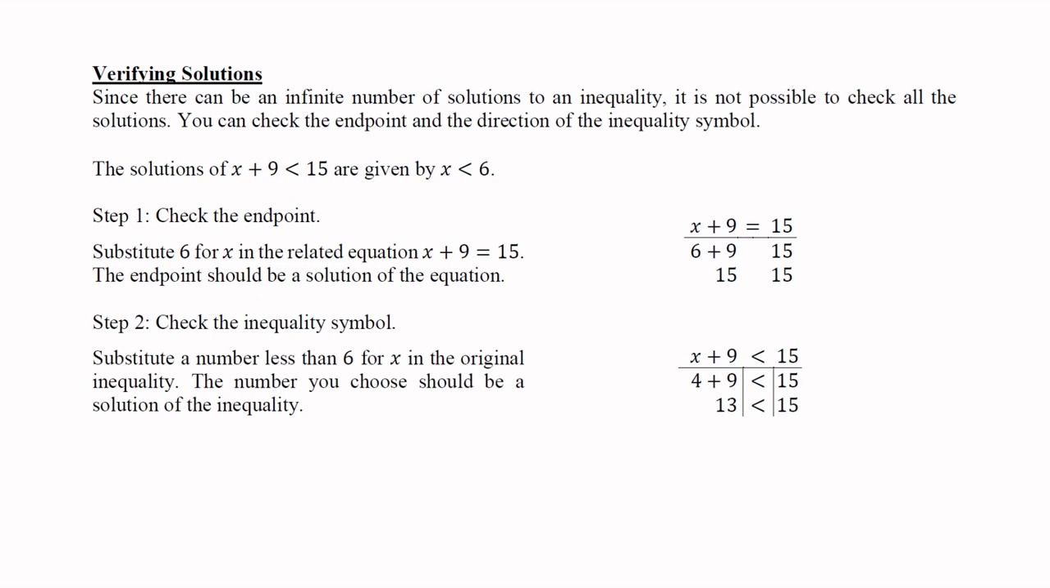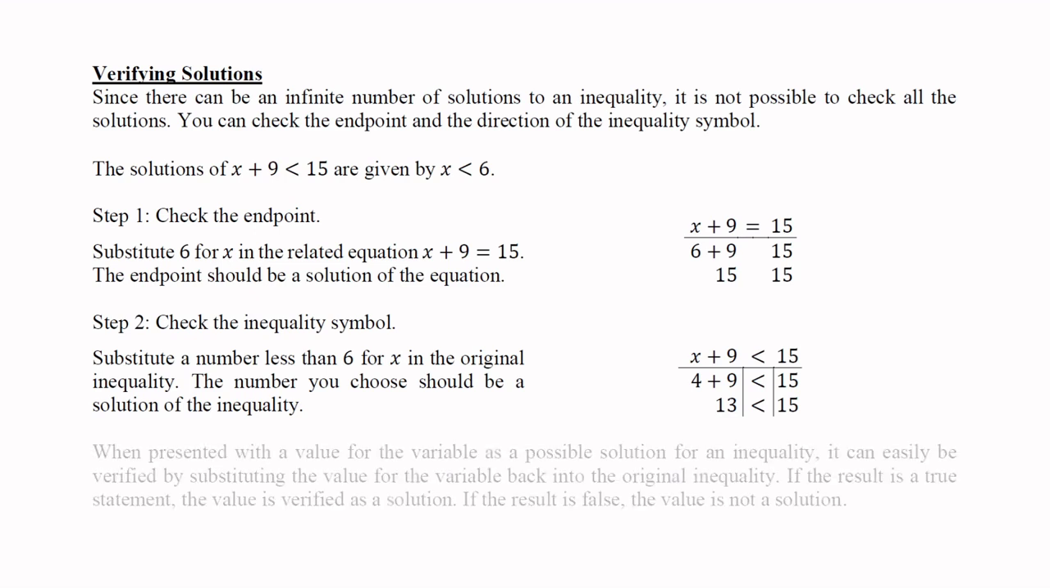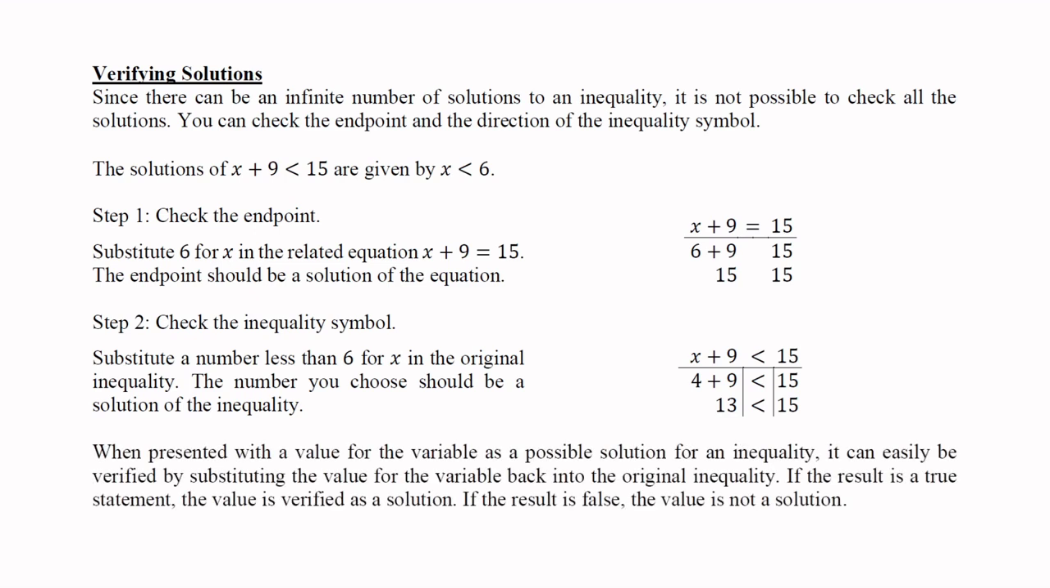Now we're going to substitute a number that's less than 6 in for x to see if the inequality holds true. If I put in 4, 4 plus 9 is 13, and 13 is less than 15, so the symbol is good as well. When presented with a value for the variable as a possible solution for an inequality, it can easily be verified by substituting the value for the variable back into the original inequality, very similar to how we did equations. If the result is a true statement, the value is verified as a solution. If the result is false, the value is not a solution.